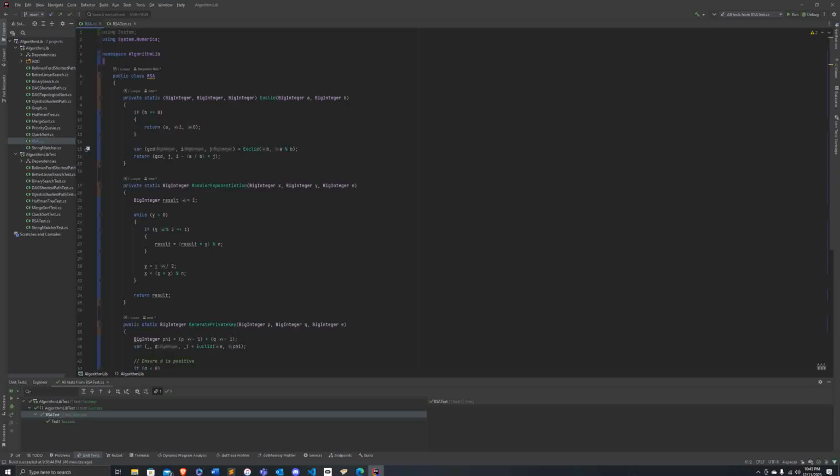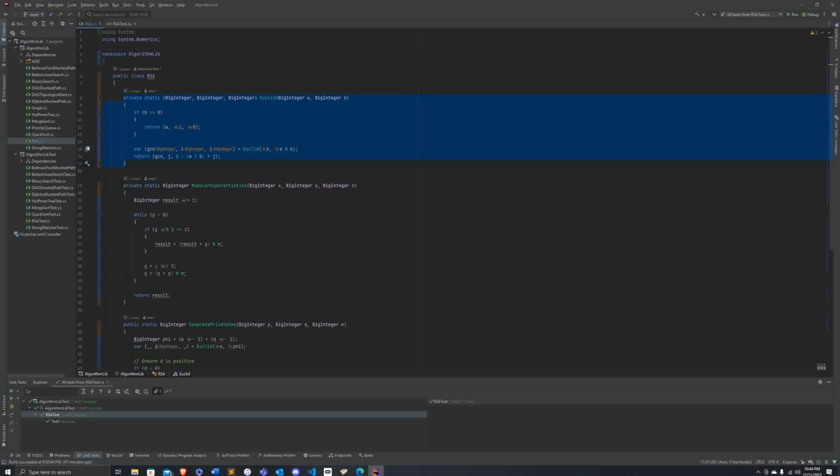Now let's dive into the code implementation of the RSA algorithm. This C# code, encapsulated in the AlgorithmLib namespace, provides a practical realization of the RSA algorithm. You can follow along with me as we walk through the main components. Firstly, we have the Euclidean algorithm, here called Euclid. This algorithm efficiently calculates the greatest common divisor, the GCD, of two integers. In our context, it's used to find the modular inverse later in the code.